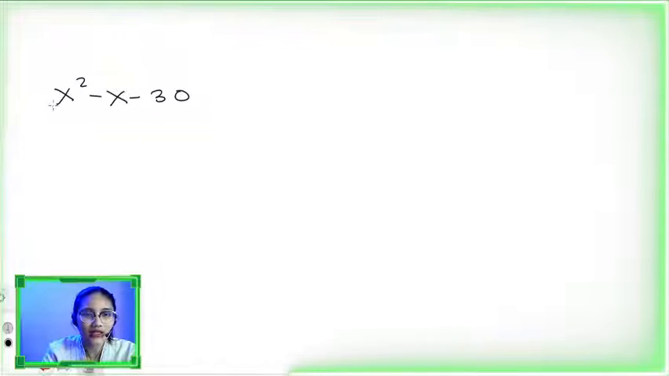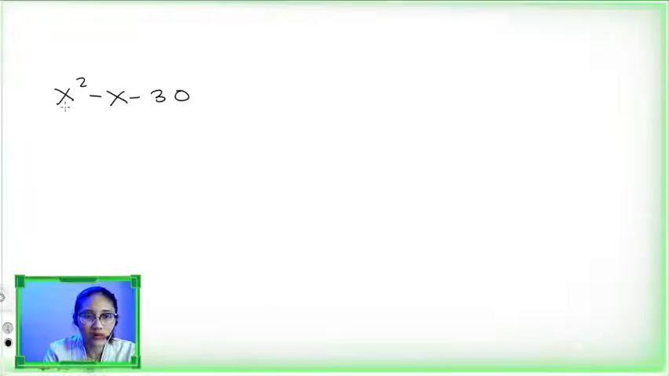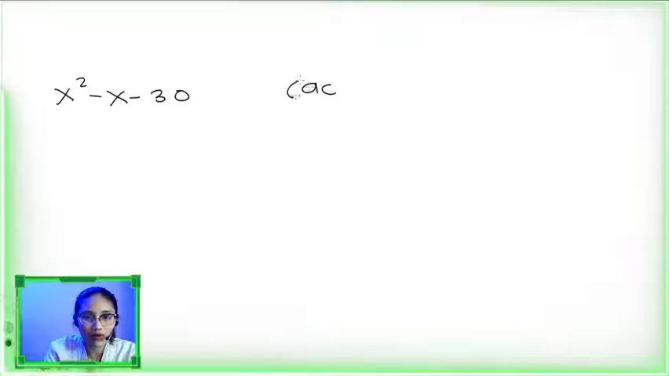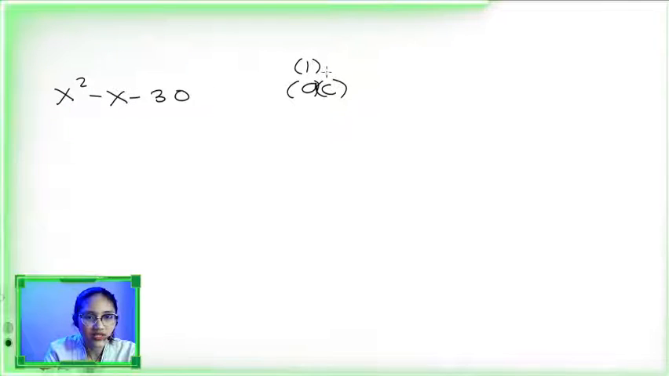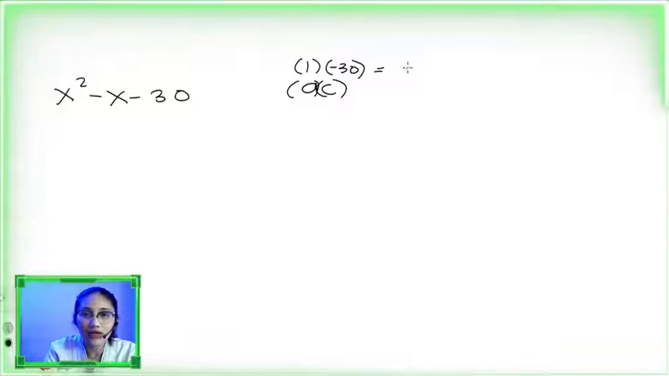Ang a po natin is the numerical coefficient of the quadratic term. Since it's 1, okay lang po yan. So, again, we have to get the product of a and c. So, a in this expression is 1, while c is equal to negative 30. So, the product now is negative 30.